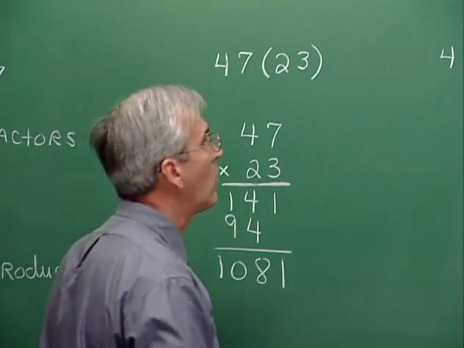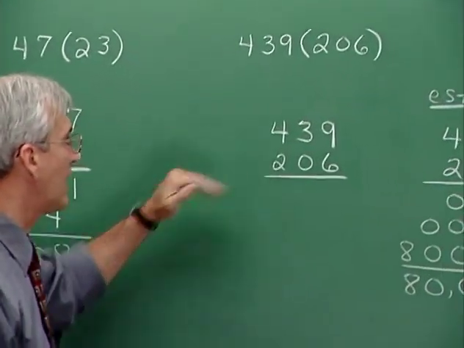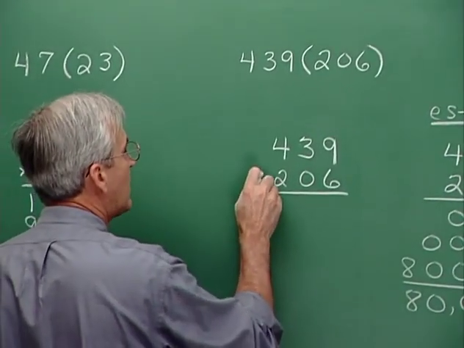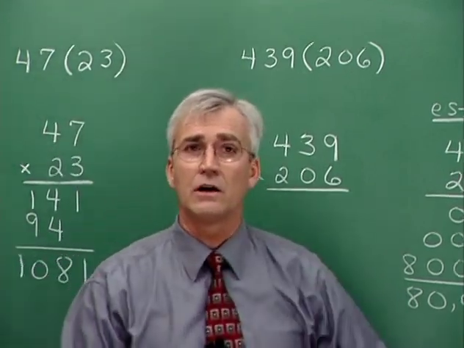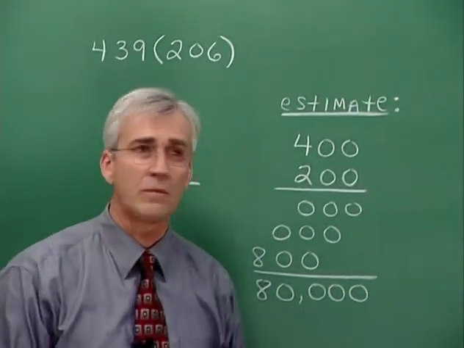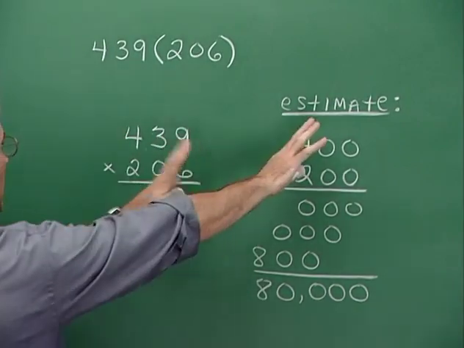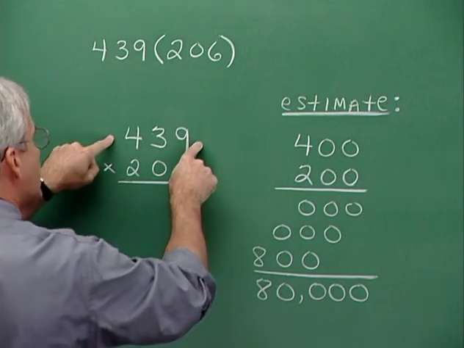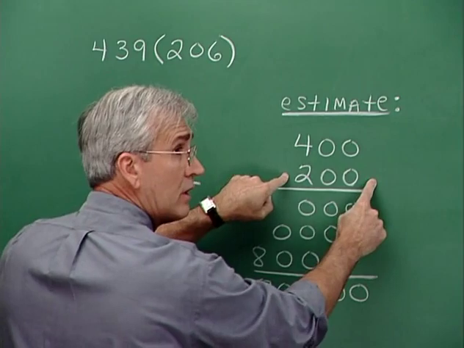Here's one that's a bit more imposing, 439 times 207. We would set it up like this for multiplication. And when the numbers get a little bit large like this, we might want to estimate the answer to verify that we're getting something that sounds reasonable. Well, let's do that here. To go through the estimate, we would round this to the nearest hundred. It becomes 400. Rounding this to the nearest hundred, it's 200.